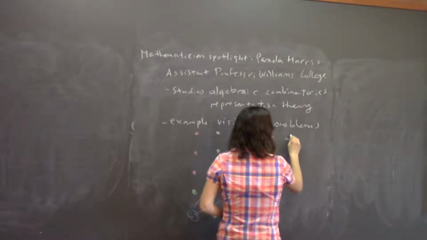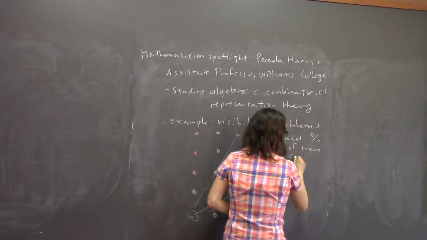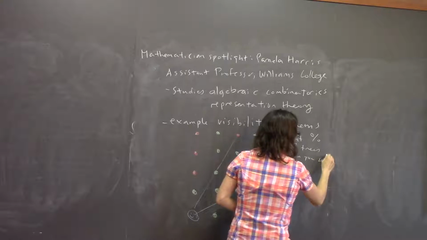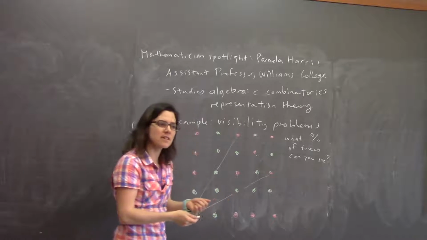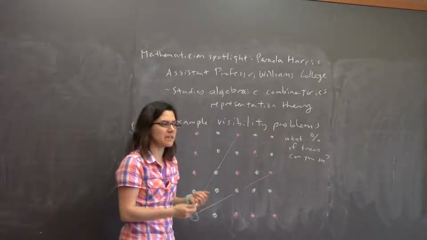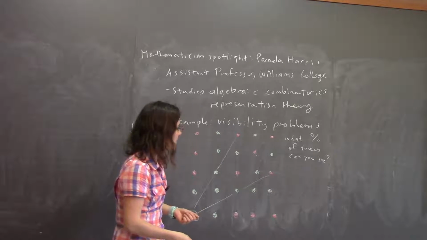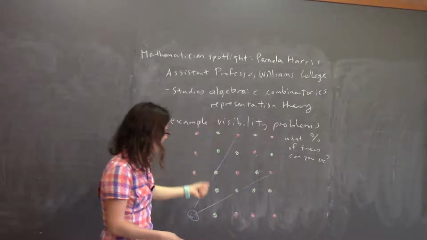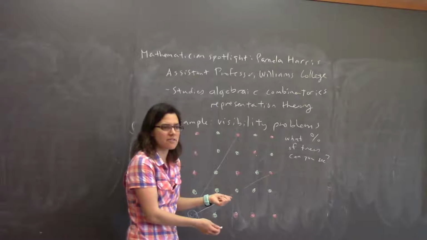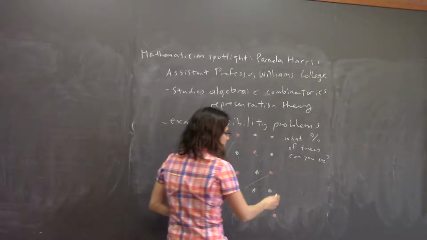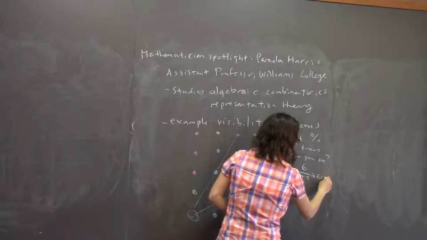What proportion of trees can you see? It's equivalent to asking if you randomly pick two positive whole numbers, what's the probability that they're relatively prime, that they don't have any common factors? It's the same problem. You might think the answer should be something like 1/2, because this is just a bunch of squares. But it turns out the answer is 6 over pi squared, which is about 61%.